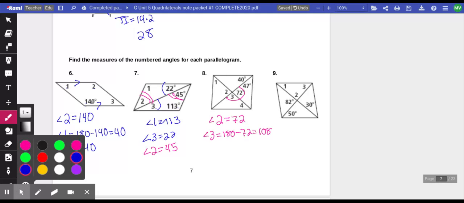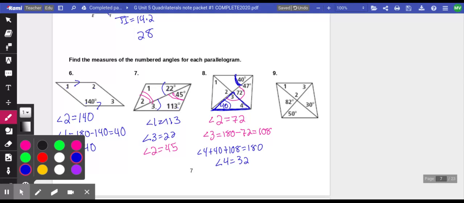Now to find angle 4 or angle 1, either one, I have to think a little bit. So this angle up here is 40, which means this one down here is also 40 because those are alternate interior angles. And then here I have a triangle. So since that's a triangle, that means that angle 4 plus 40 plus 108 equals 180. So that tells me that angle 4 equals 180 minus 148, which is 32.